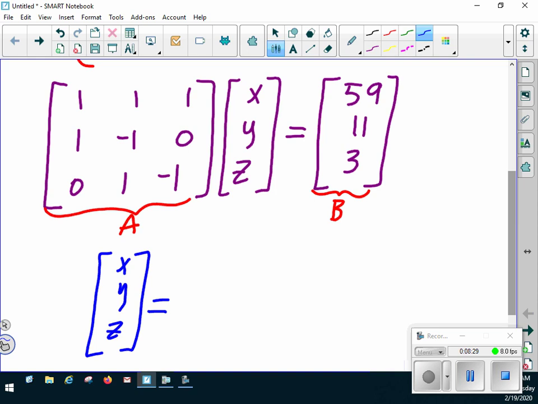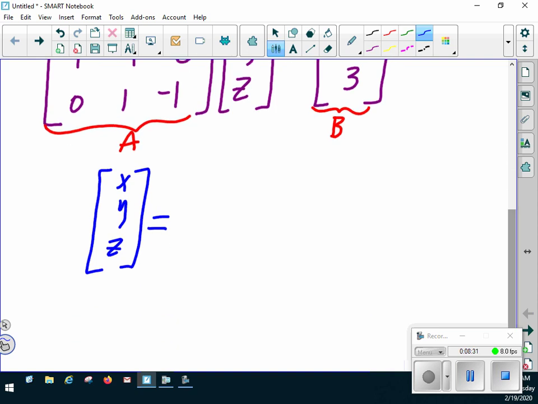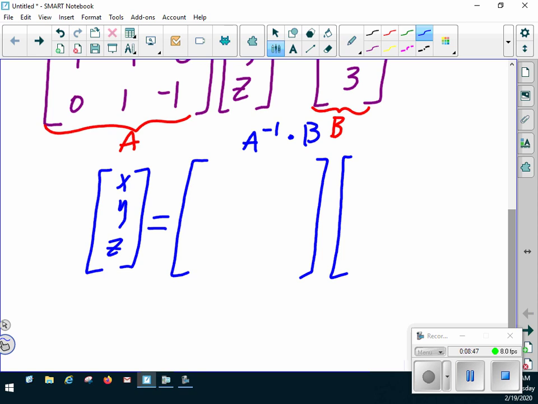Good. So here's what you're going to do. You're going to do matrix A inverse times matrix B. So you go into your calculator and you find matrix A inverse and you write it down times your matrix B. I'll do it on mine. You do it on yours. Let's see if we can get the same thing.